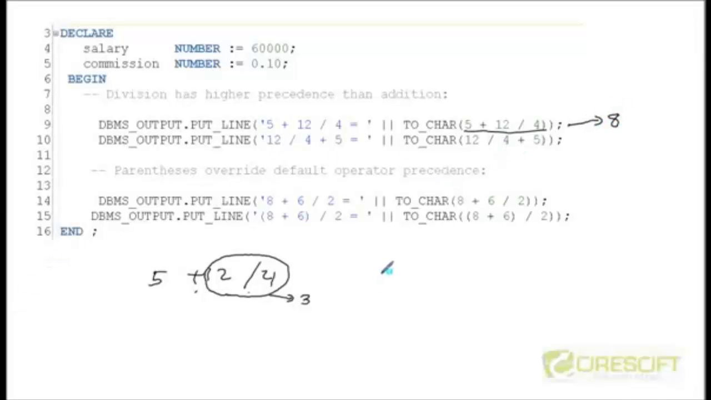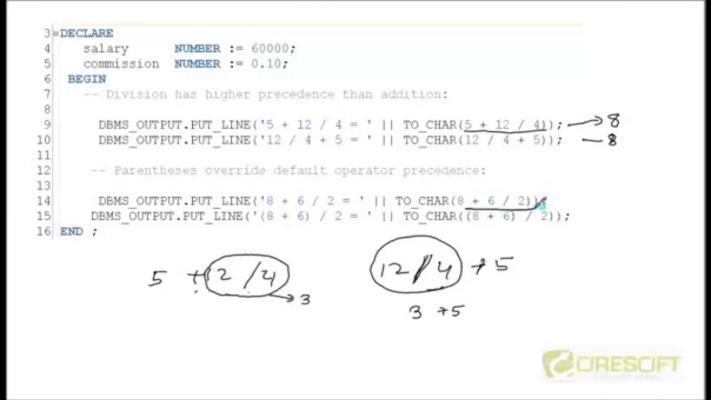In the second example, 12 divided by 4 plus 5. Again, since division is first, this is going to be executed first, and this answer is 3, and plus 5 becomes 8. In this case, 8 plus 6 divided by 2, so 6 divided by 2 is going to be done first. So 6 divided by 2 is 3, plus 8 is 11.